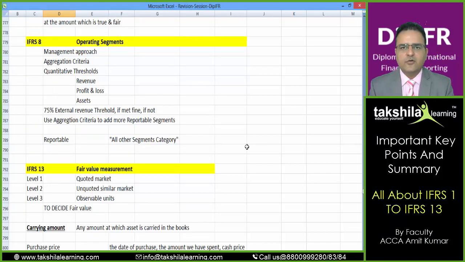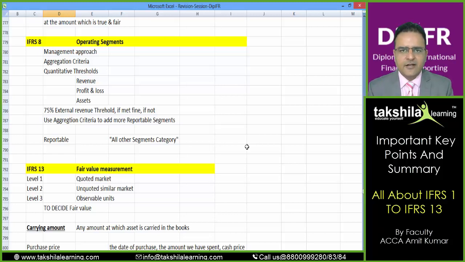Operating segments was earlier known as IAS 14, which had primary segments and secondary segments, but this was changed and withdrawn, and the new standard was known as IFRS 8 operating segments, which is similar to SFAS 131 in US GAAP and gives the guidelines in the form of a management approach. So it says that whatever is being reviewed by the chief operating decision maker is of importance and should be considered as a reportable segment.